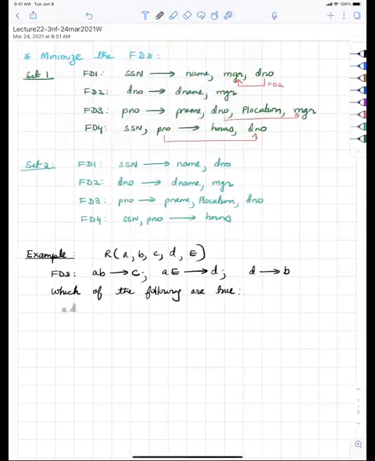AD goes to C, ADE goes to BC, and ABC goes to D. I want you to try this out. Which of these three functional dependencies hold given this problem?